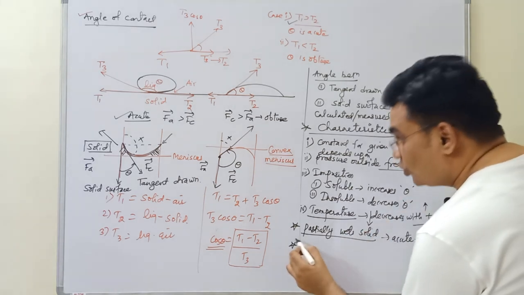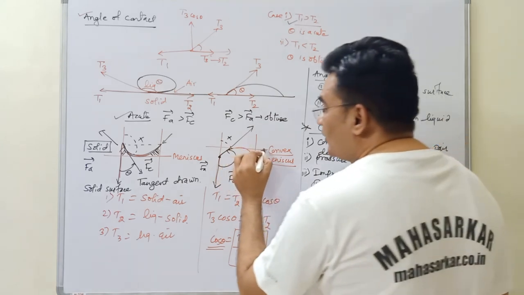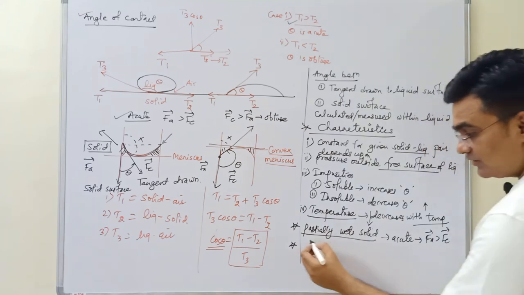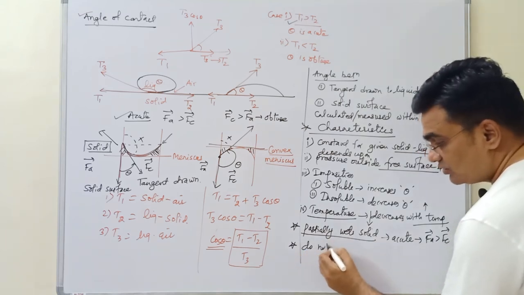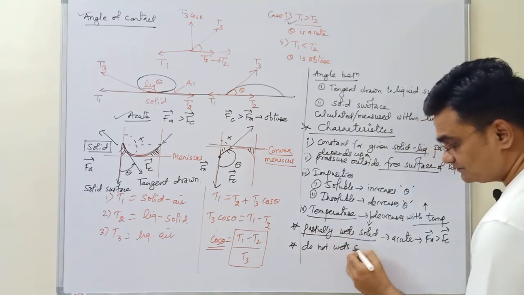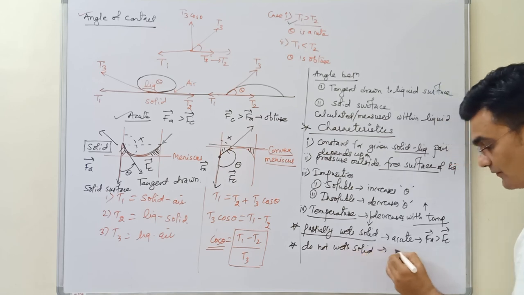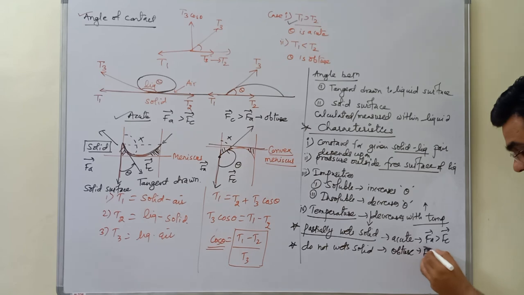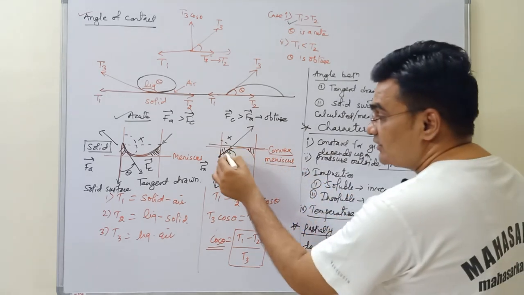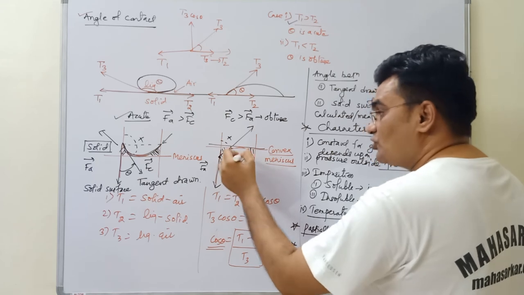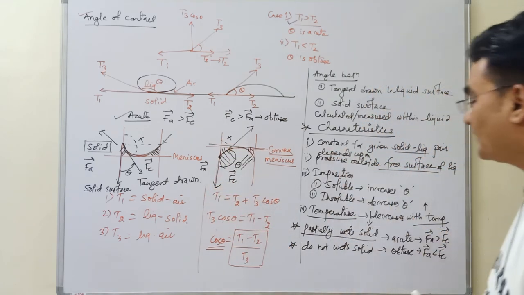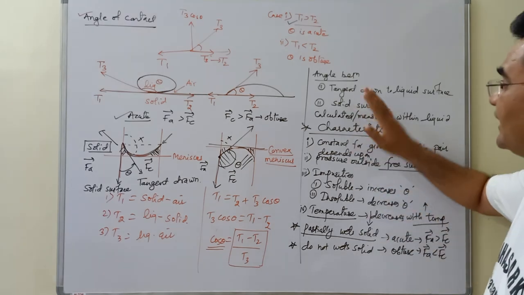The liquid which does not wet the solid, the angle of contact is what? Obtuse. In that case, FA is less than FC, and so it forms which type of shape? This type of shape. Okay, now these are some important characteristics.